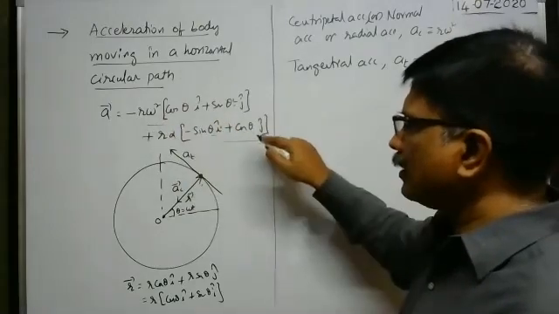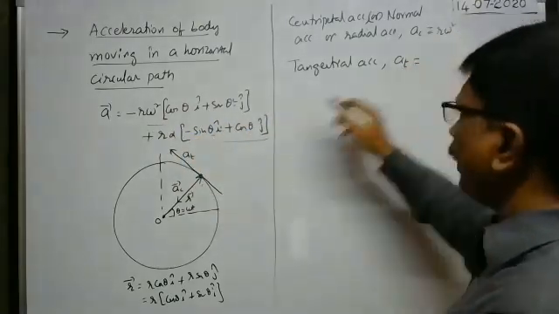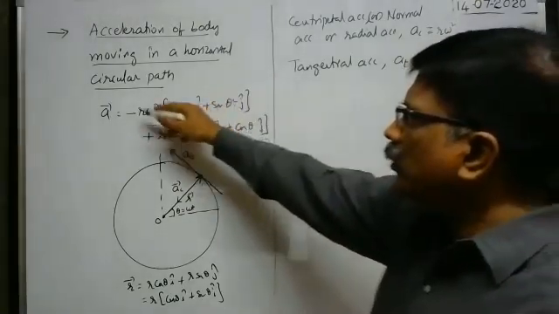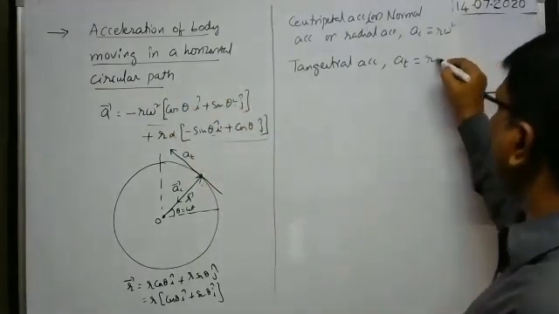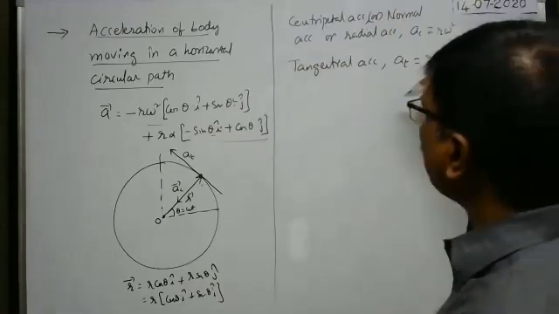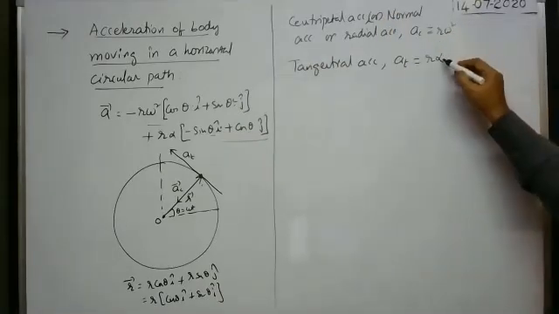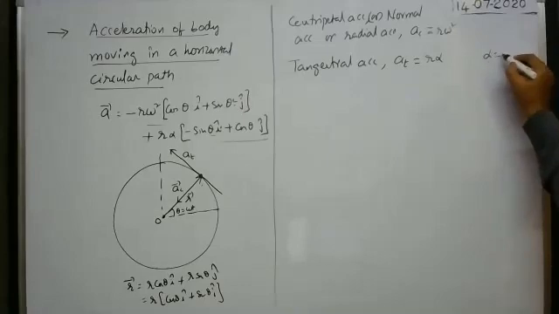Then you take the modulus. Then you will get R alpha only, because this becomes 1. Here also, when you consider the magnitude, you will get R omega square only. That's why a_T is equal to R into alpha. These are two important formulas. Here, angular acceleration alpha means d omega by dt, no?